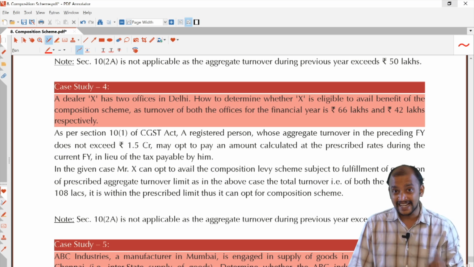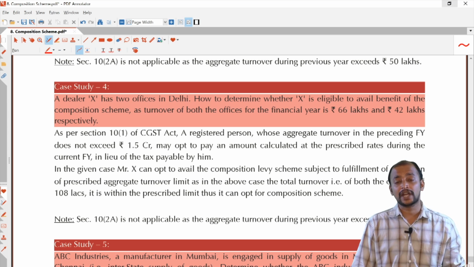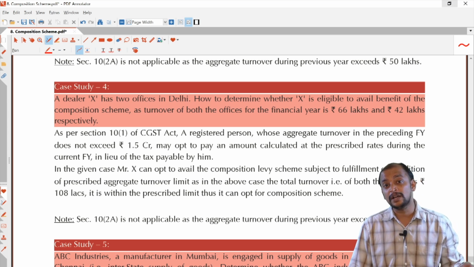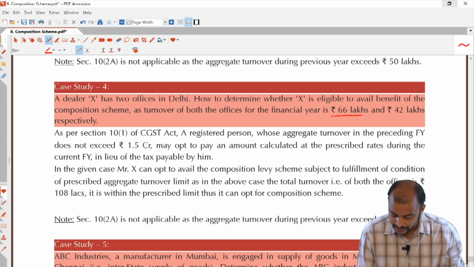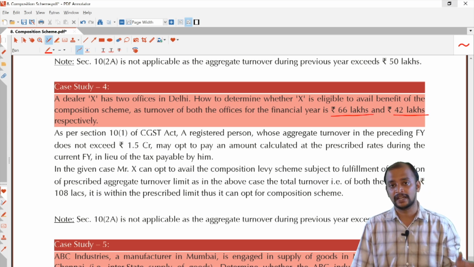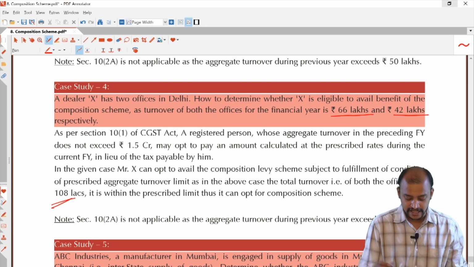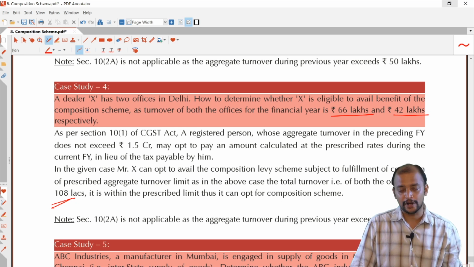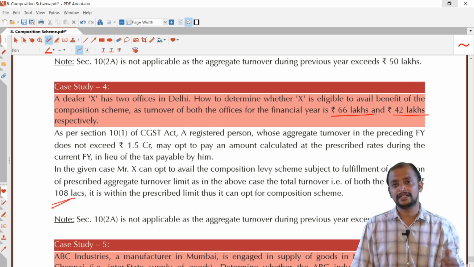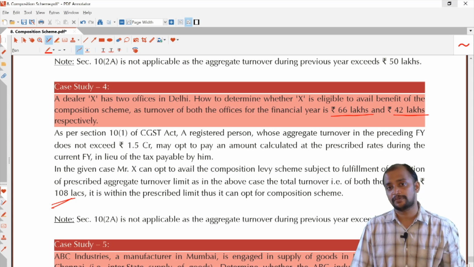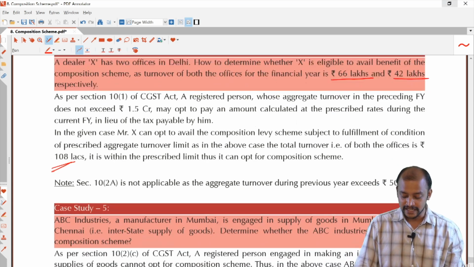Now, when you take aggregate turnover, you need to calculate the turnover of all the branches. So therefore, 66 we should take and 42 also we should take. Put together 66 and 42, that comes to more than 150 or less than 150? It is less than 150, 108 lakhs. So it does not exceed 150 lakhs. Therefore, they can opt for the composition scheme under 10 subsection 1. But 10 2a is not applicable because the aggregate turnover exceeds 50 lakhs.